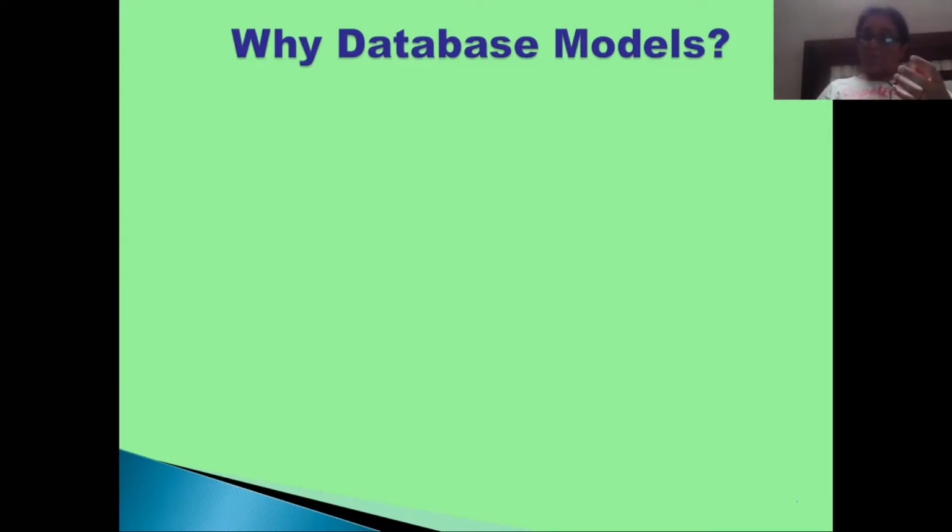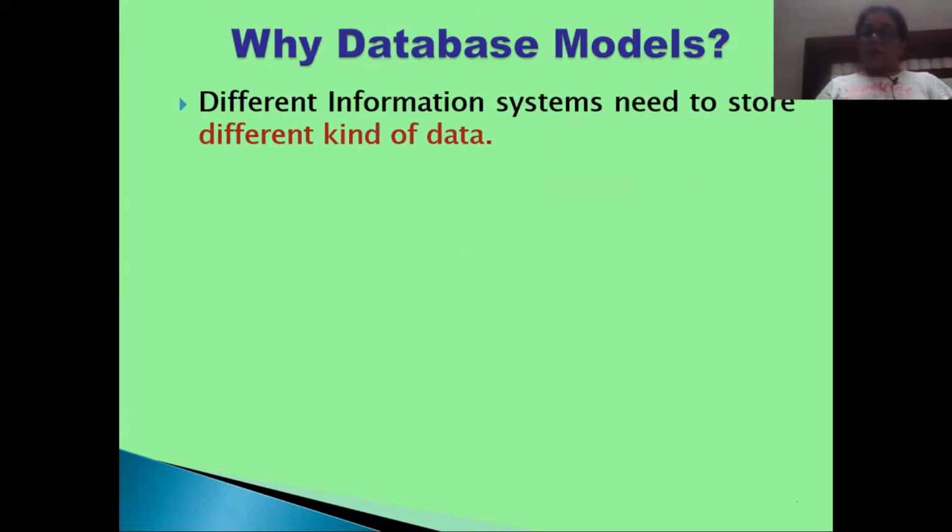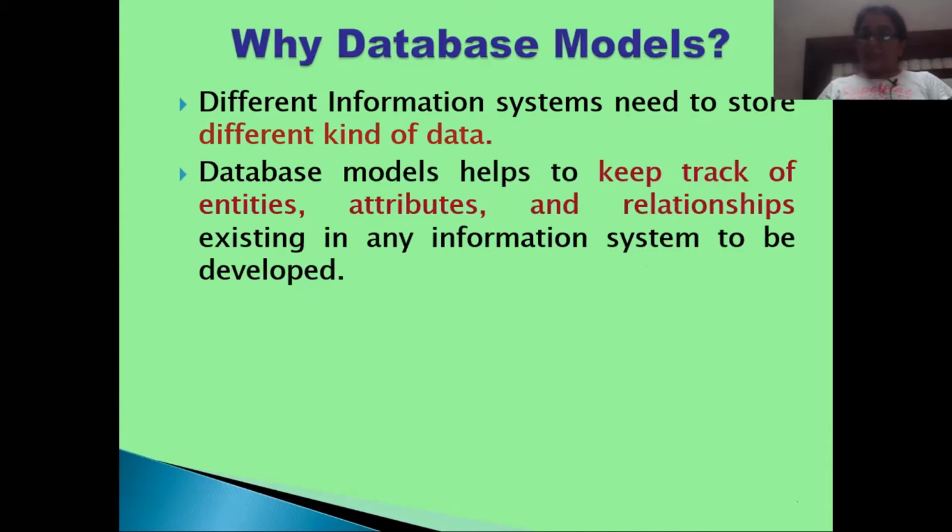So, to manage data, we have database management systems as a part of information systems. Different information systems need to store different kinds of data. This we know. Database models help us to keep track of entities, attributes and their relationships existing in any information system to be developed. Now, we should know that when we talk about any information system or any software, we try to represent the objects of the real world through those systems.